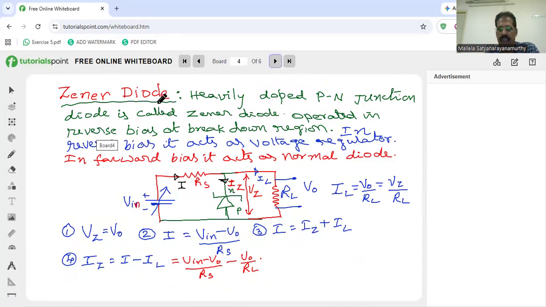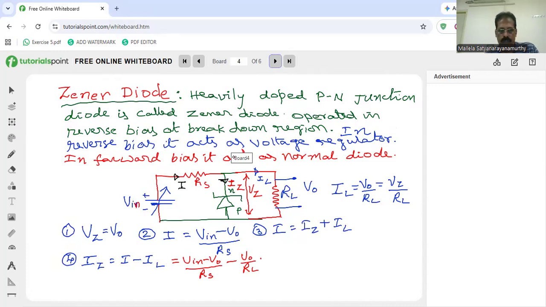Next, what is a Zener diode? A heavily doped PN junction diode is called a Zener diode, operated in reverse bias at the breakdown region. In reverse bias, it acts as a voltage regulator. In forward bias, the Zener diode will act as a normal diode. So see, this is the Zener diode operated in reverse bias. That means this circuit is a voltage regulator circuit.